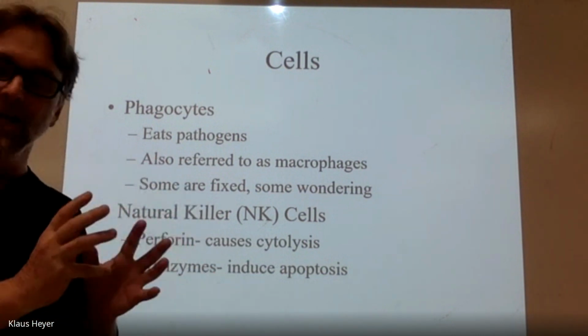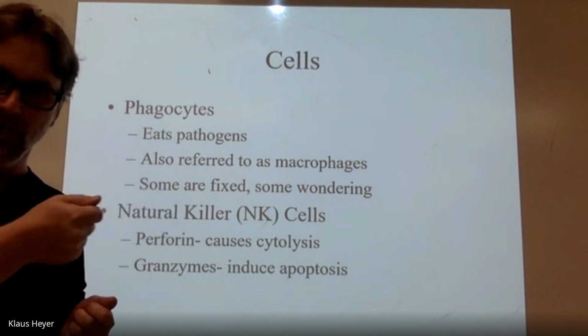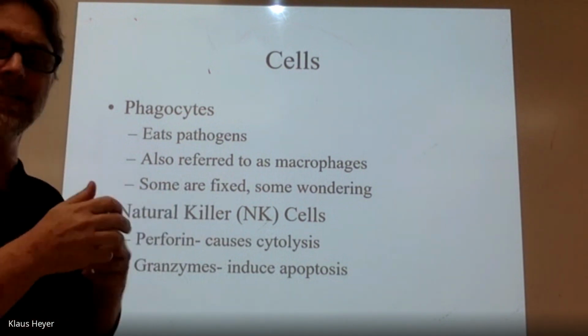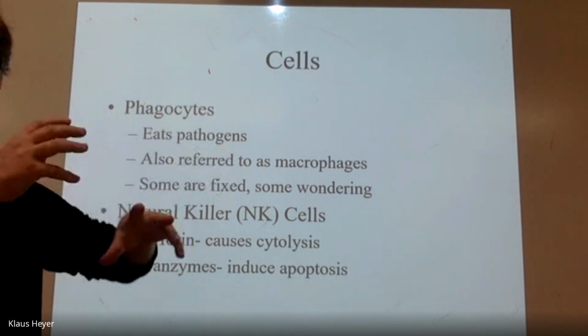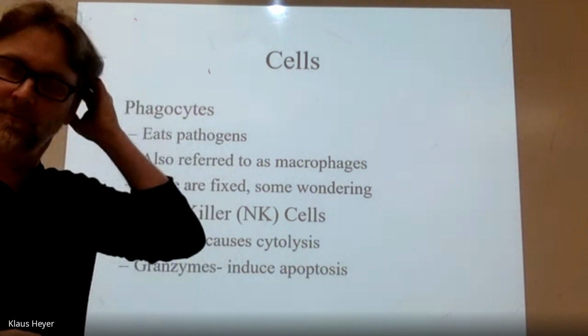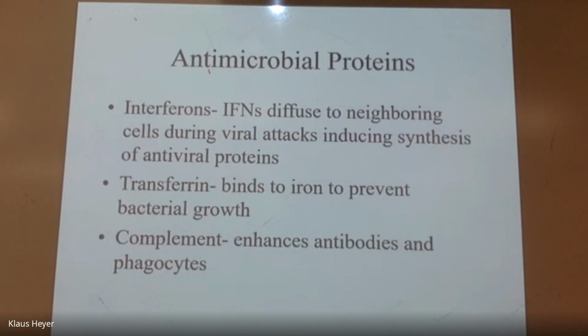So that's the two weapons that natural killer cells use. They're going to directly confront the pathogen and stab it with perforin, or they tell it to kill itself. Whereas macrophages or phagocytes just surround the cell and eat it. So those are the two cells. But we also have proteins.